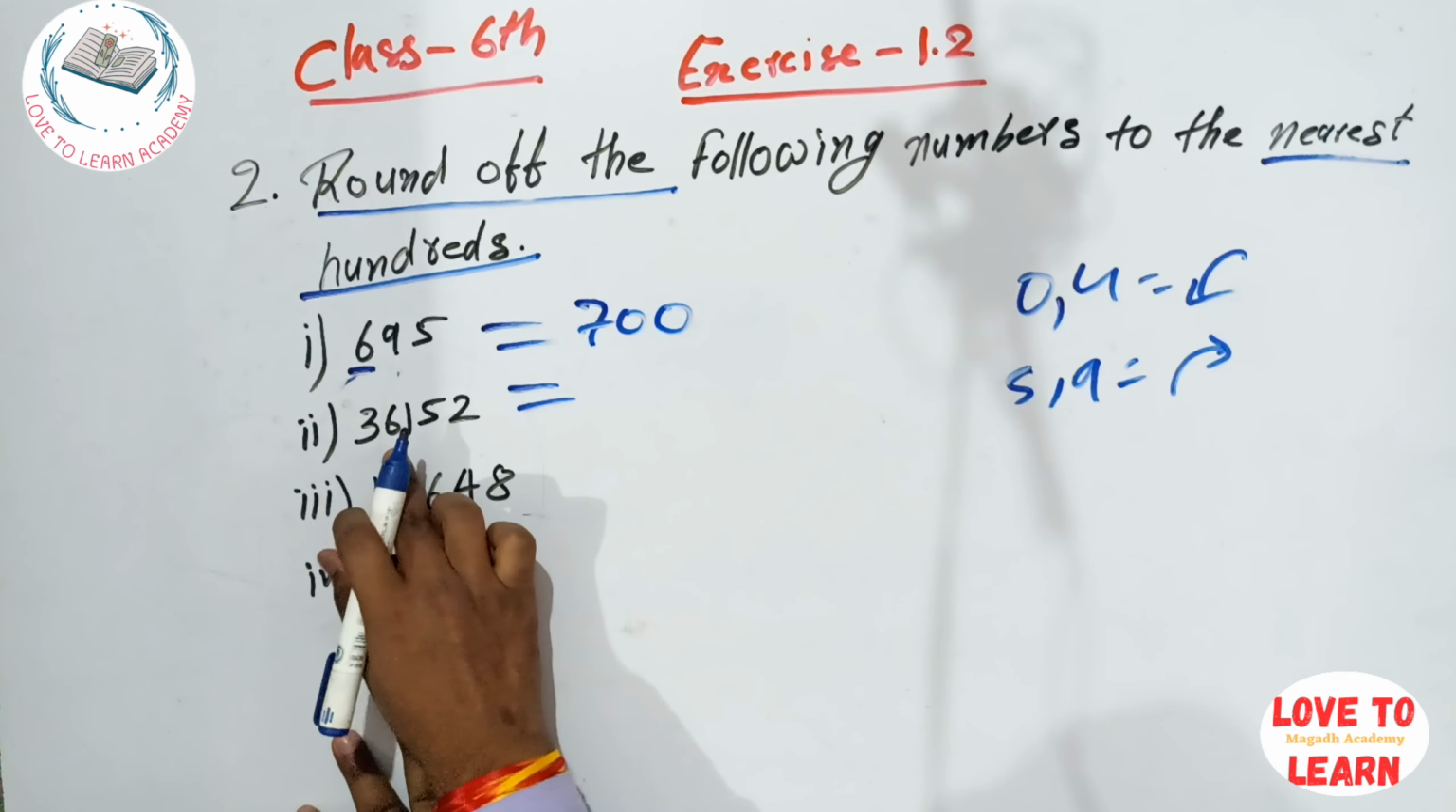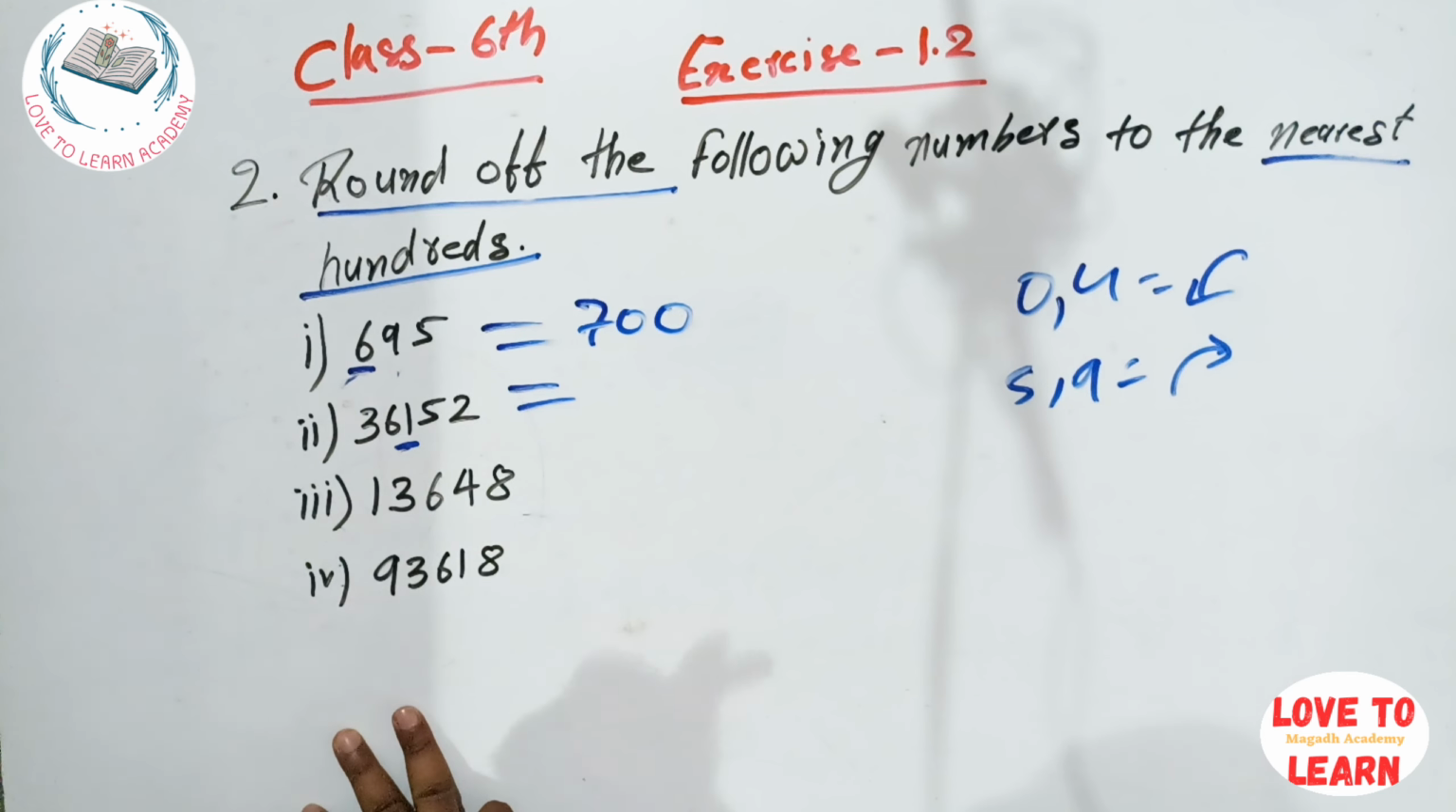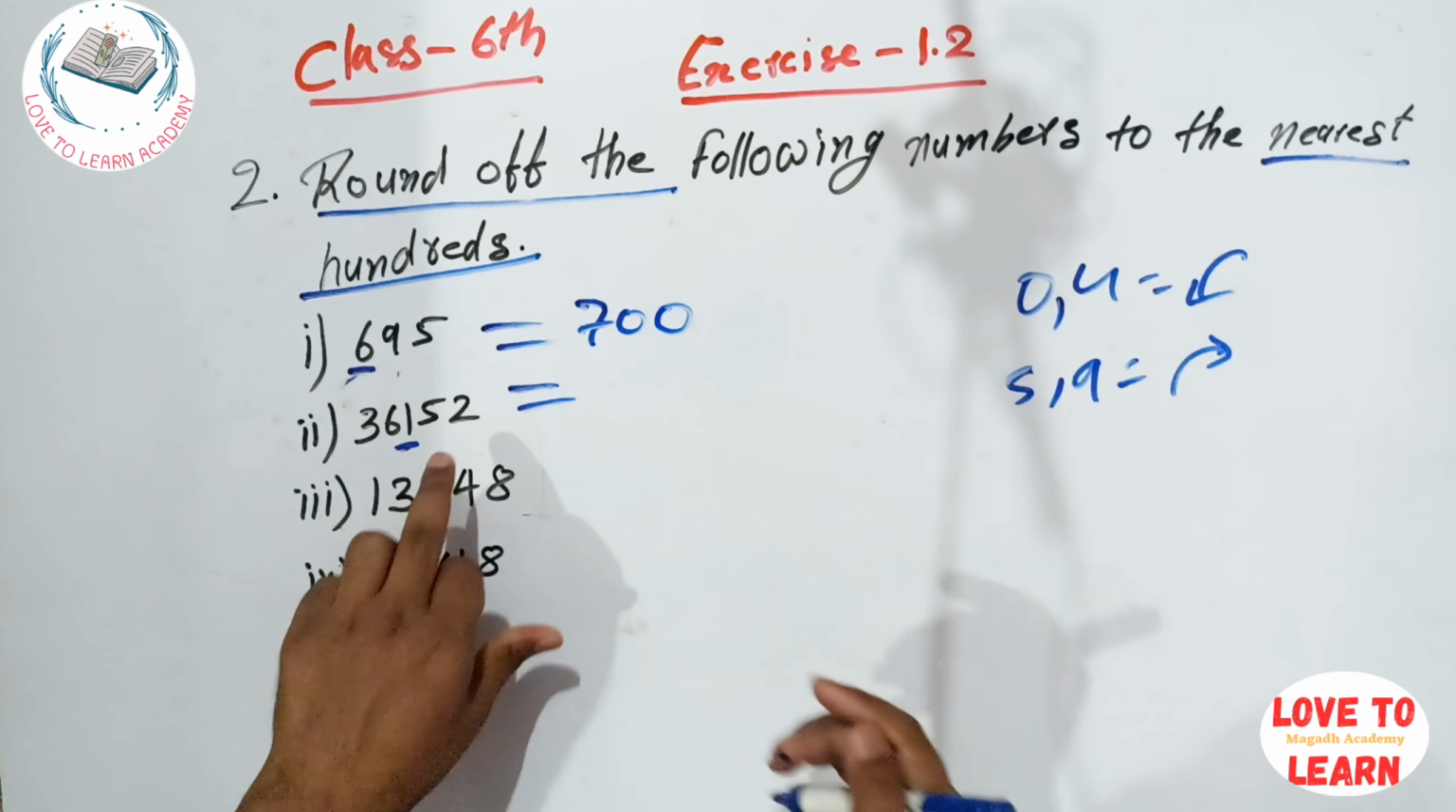Okay, let's see the next one. So ones, tens, 100. I see 100, right? But we have to see the 55. Where is the 5?